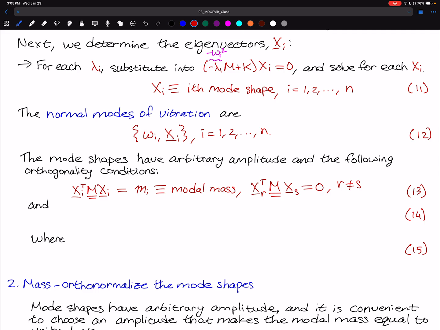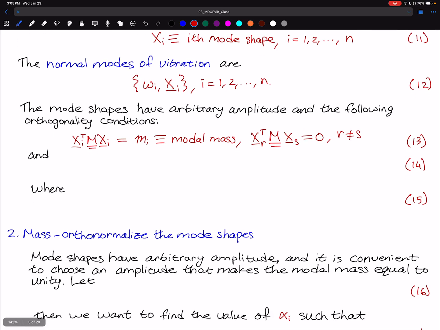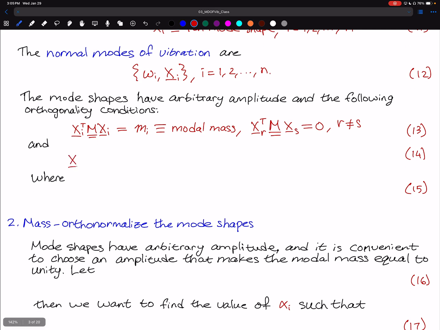We will use this, and the condition I'm about to write, later when we do the modal transformation, and these conditions will allow us to decouple the equations of motion. Okay, we can do the same type of product, but for the stiffness matrix. So if we have Xi_i transpose K Xi_i, this will be equal to some script k_i. We'll just say that's the modal stiffness.